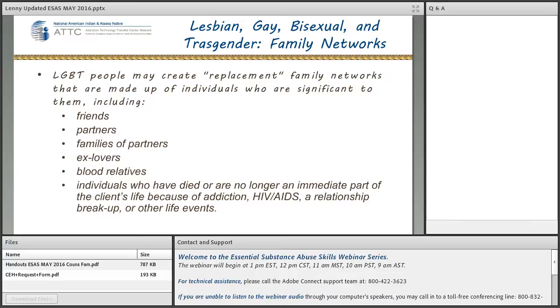The reason we're talking about this is that individuals who identify as gay, lesbian, bisexual, or transgender are often turned away by family members, and so they will usually find a family of their own, which includes what I just talked about: friends, partners, and families.